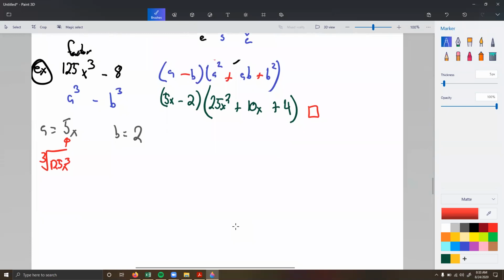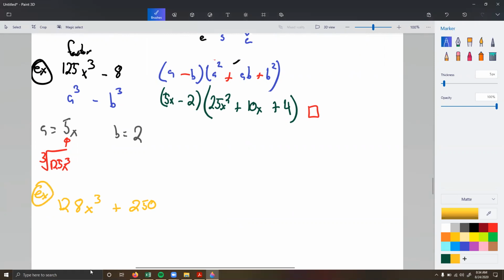So another problem we could encounter is, oh, you know what? Let's do 128x cubed plus 250. Okay, this is very much like a homework problem. This is actually the exact same format as one of your homework problems.